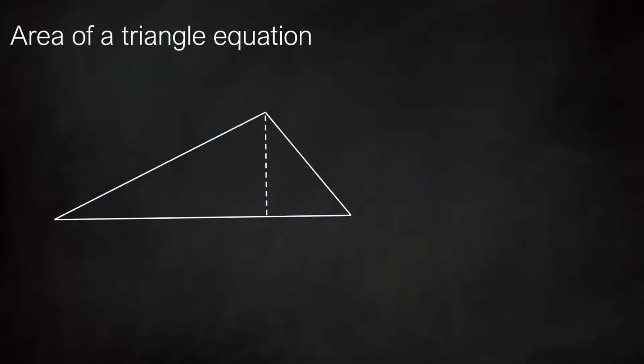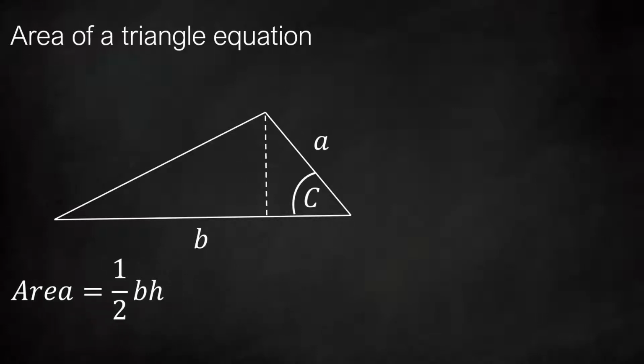So when we're first introduced to area of a triangle, we're usually given the height of the triangle and the base of the triangle, and the formula we learned previously is the area is just half the base times height, and this should be a formula you're familiar with. But what happens when instead of being given the height of the triangle, we're just given another side and the angle between the two sides?